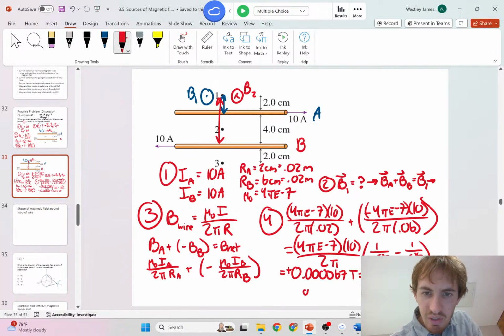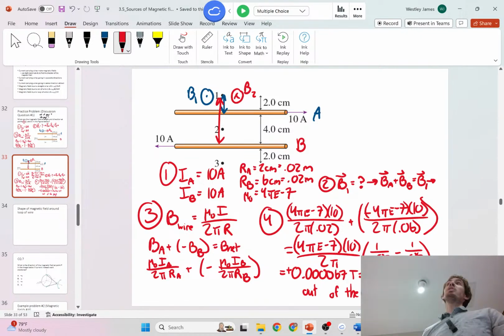Positive, positive, out of the page. The good news for you all is I will not give you a problem where the magnetic fields are at angles with each other and you have to break into X and Y components.